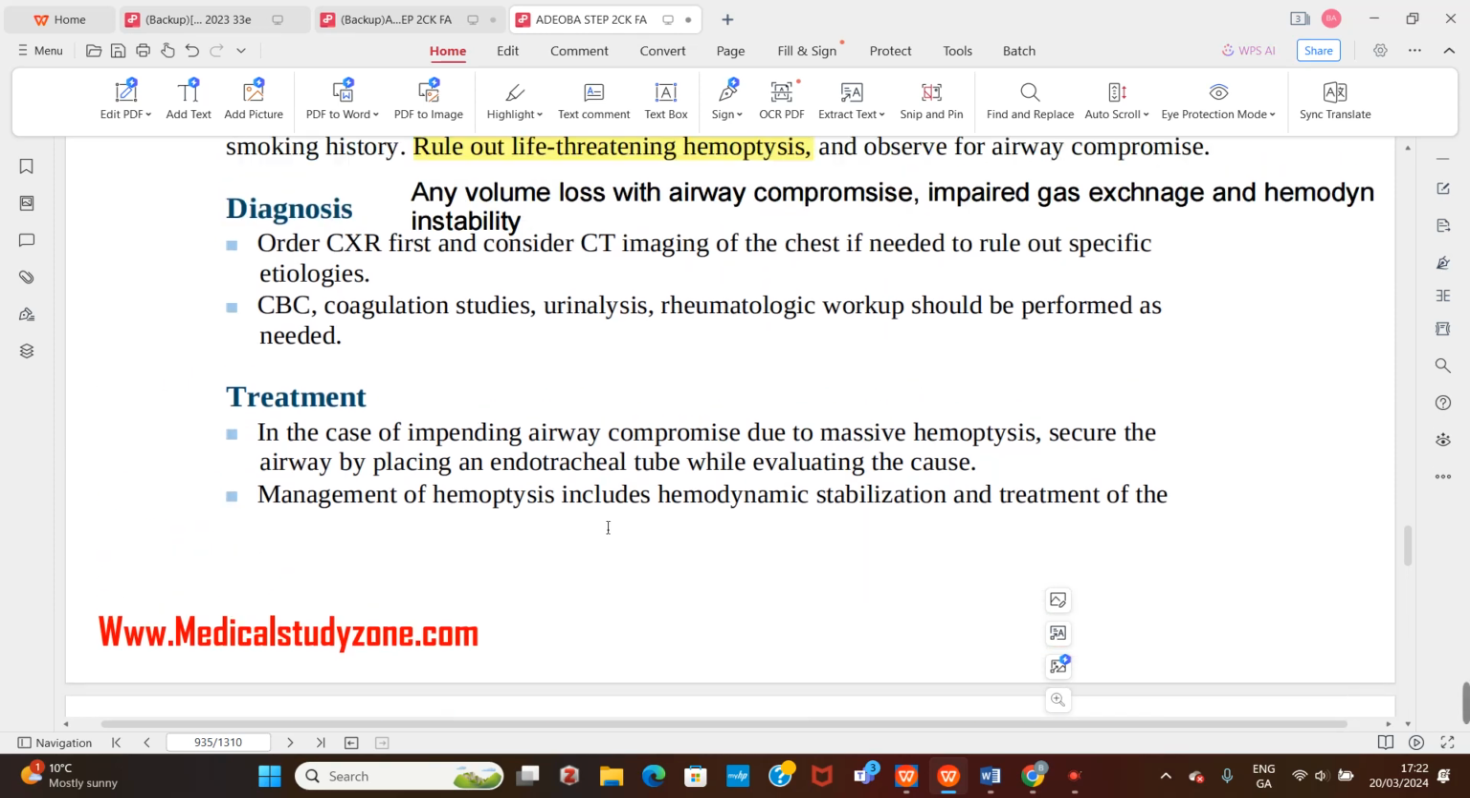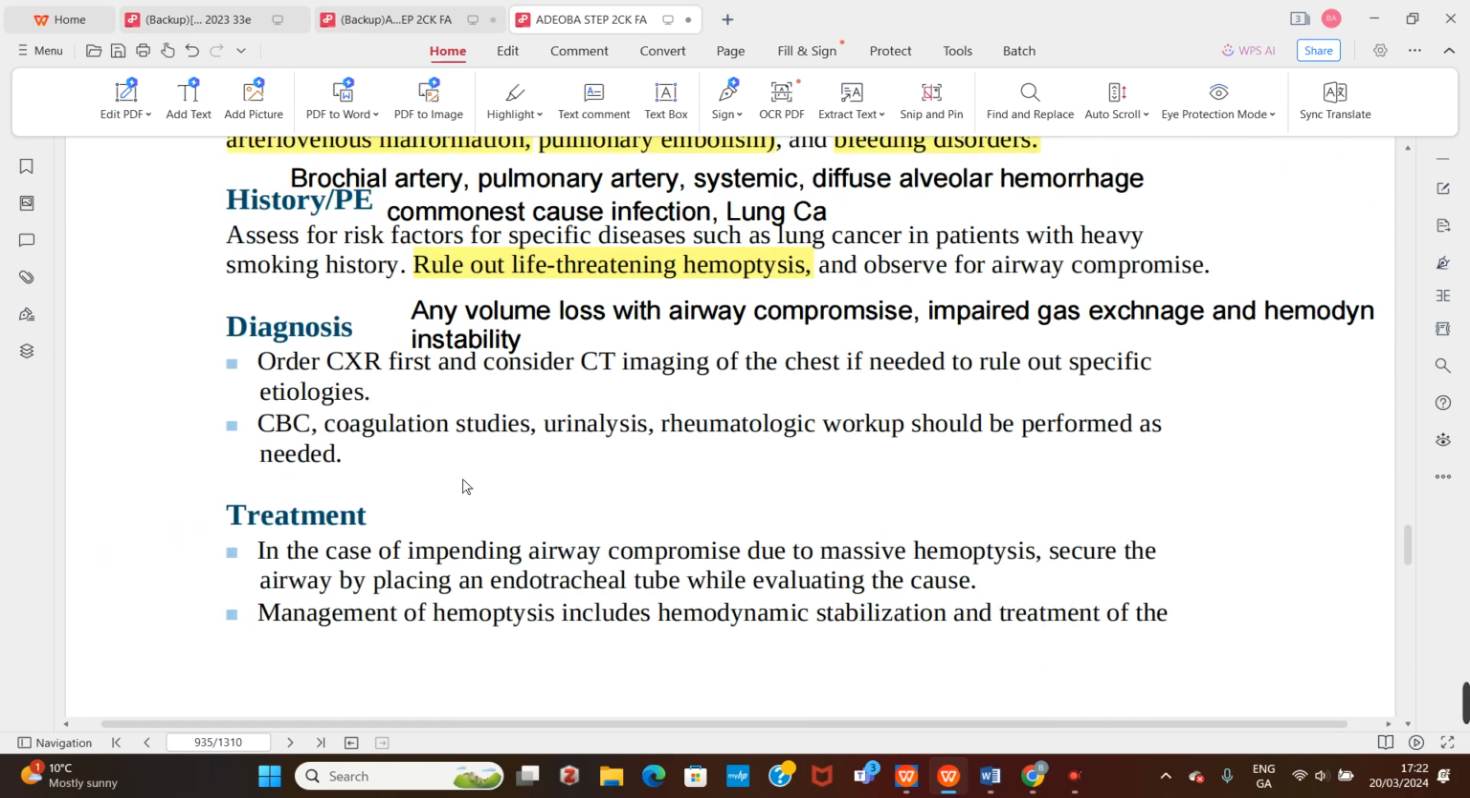So what are those things you want to do? What lab would you like to do? CBC. This person is bleeding. You want to know the coagulation status. You want to know the blood count. You want to do coagulation studies, your PTT, your PT, INR, to see if there's any problem with the coagulation parameters. You want to do urinalysis.